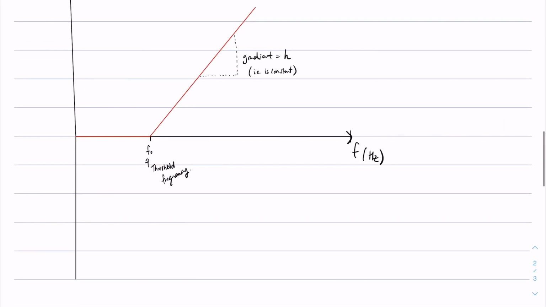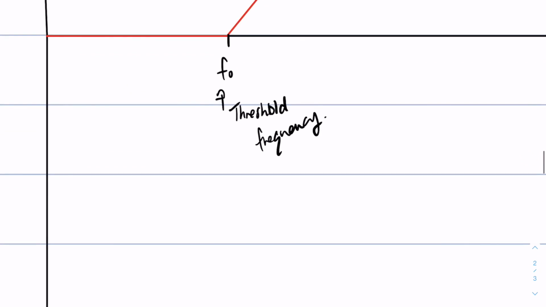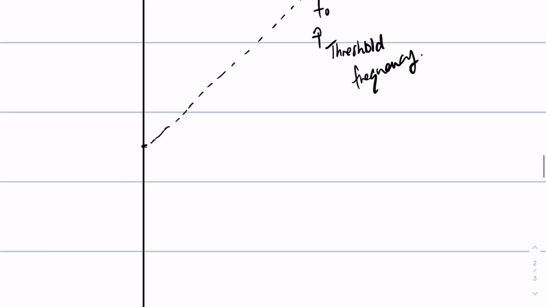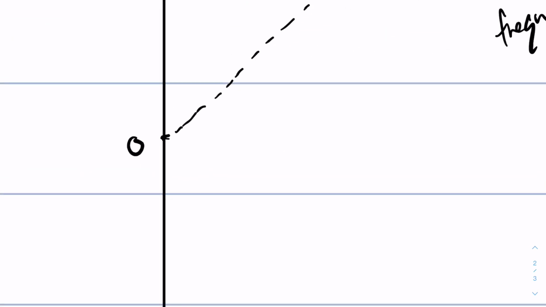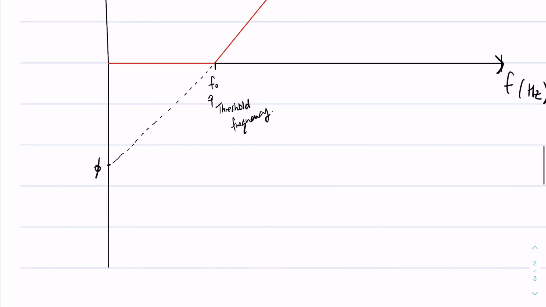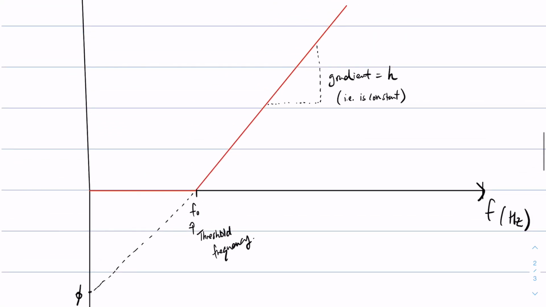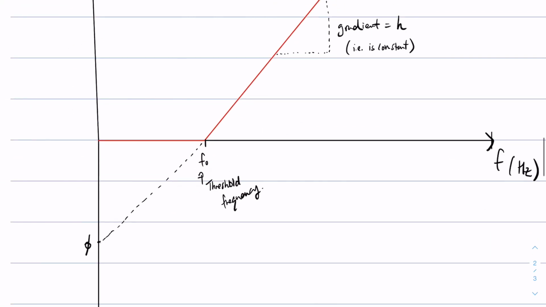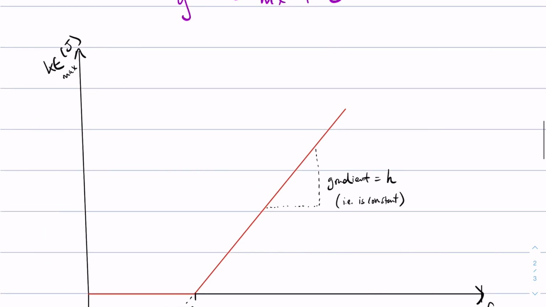And so if we were to trace this line back, we would reach the y-intercept, and this would be phi then. And we see that phi is a negative value in energy if we arrange our graph this way. It is obviously a positive value. It is a threshold energy.